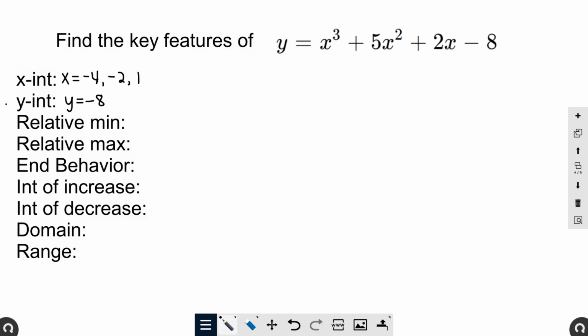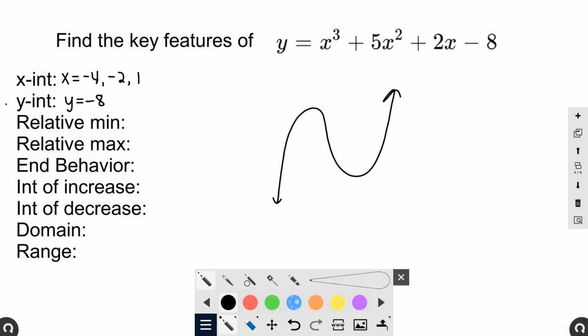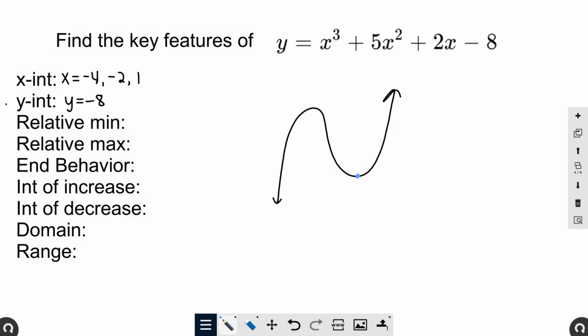For everything else that you have, I would just make a quick sketch of this graph on your paper. A quick sketch kind of looks like this. You don't have to put the x-y axis in, just sketch that shape that it makes. It makes like a U shape. So what we want to look for next is a relative minimum, which our relative minimum is right here, right?